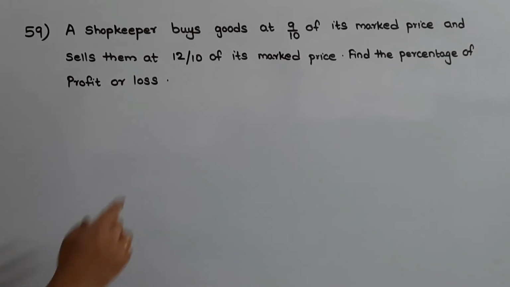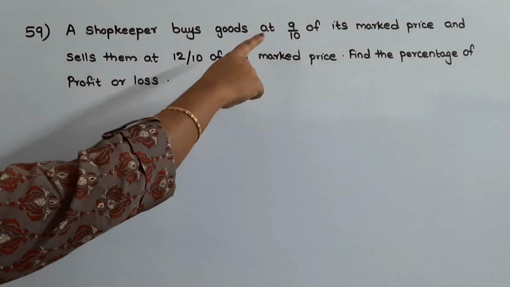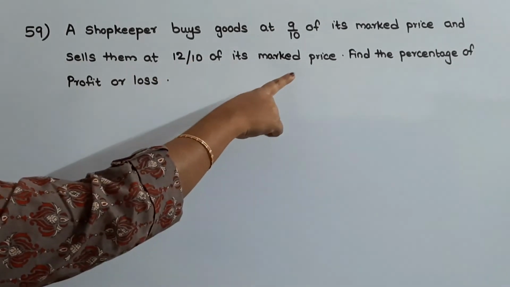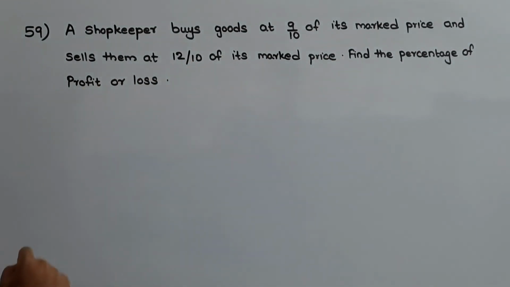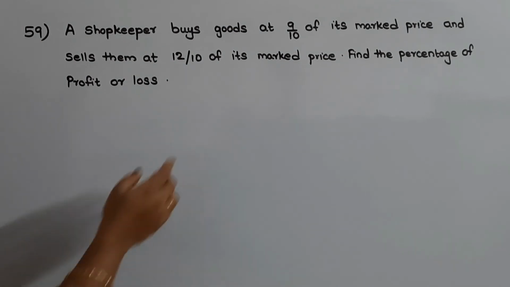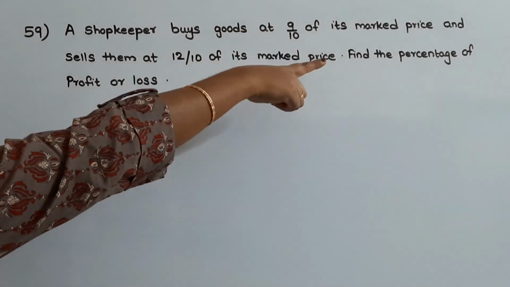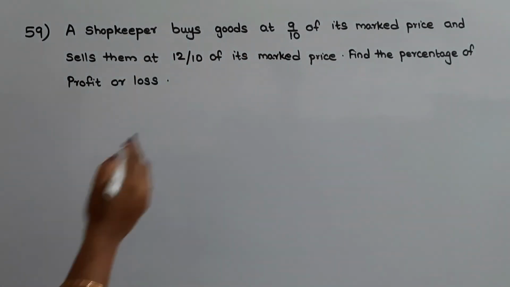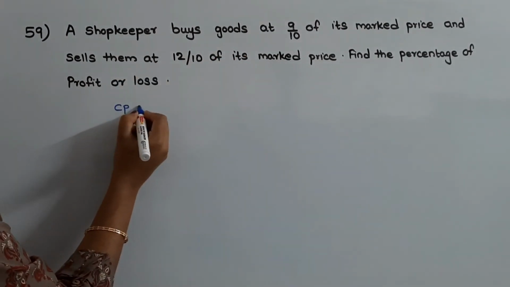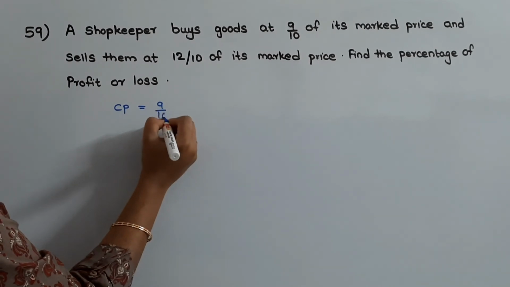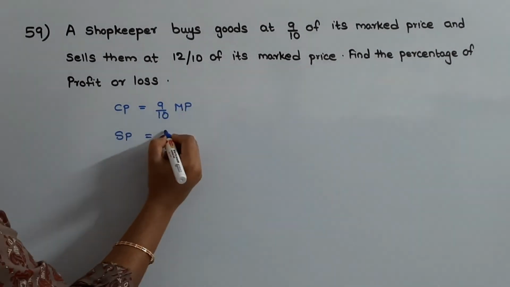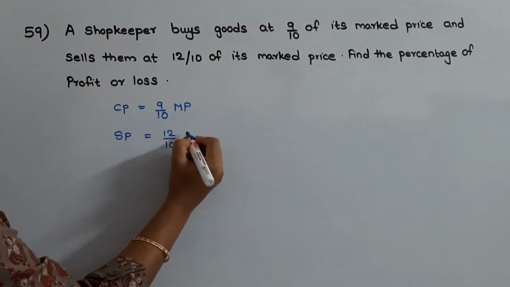The next question is, a shopkeeper buys goods at 9 by 10 of its mark price and sells them at 12 by 10 of its mark price. Find the percentage of profit or loss. So in this question, they have given the cost price as 9 by 10 of its mark price and selling price as 12 by 10 of its mark price. Okay, so the cost price is equal to 9 by 10 of mark price and selling price is equal to 12 by 10 of mark price.